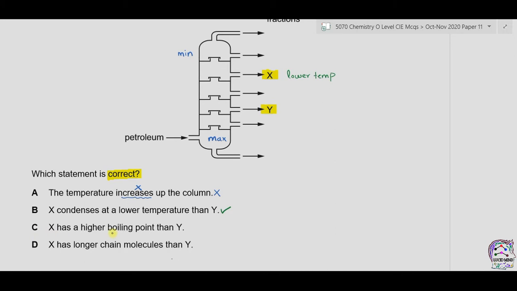C. X has a higher boiling point than Y. As X is condensing at lower temperature, the boiling point would be lower. So C is incorrect. D. X has longer chain molecules than Y. As we know that longer chains have higher boiling point as compared to smaller chains, so as the boiling point of X is lower, the chains will be smaller than Y. So D is incorrect. The correct option is therefore B.